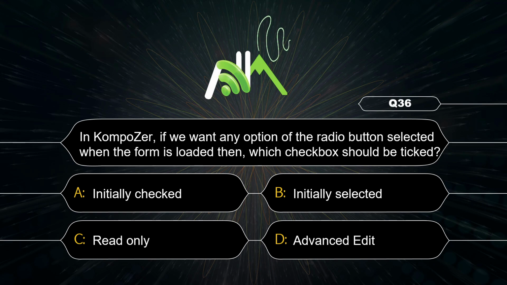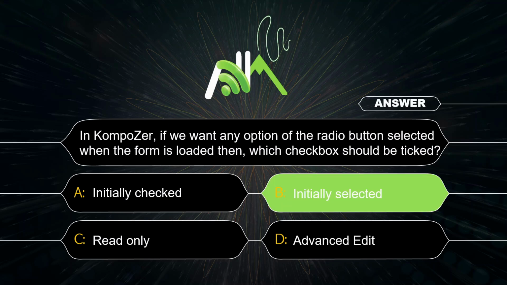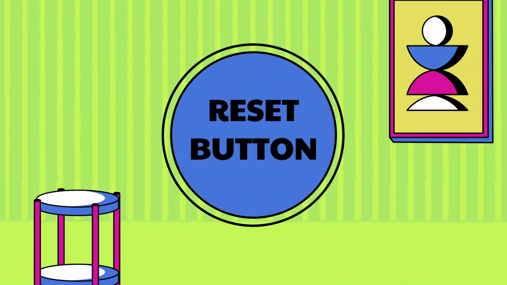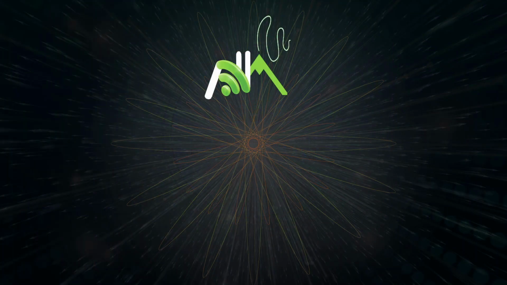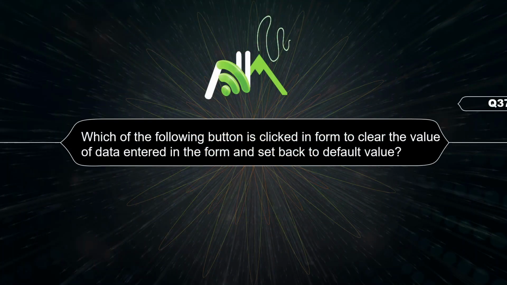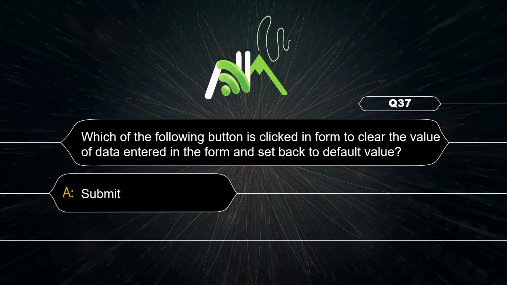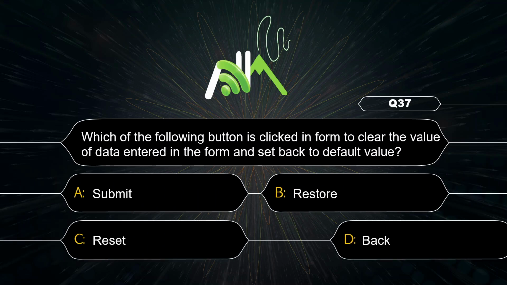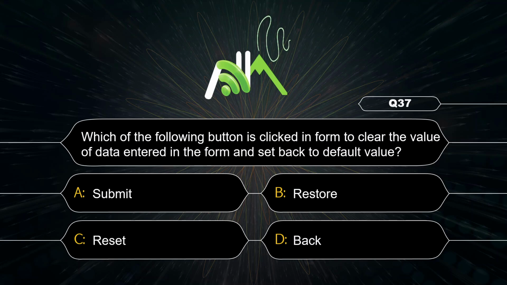Yes, if you want it to be selected when loading the form, initially selected. In checkbox, initially checked. If it is not given, then selected. But in case of radio button, always initially selected. Reset button, only one question is there. To clear the value of data entered and set back to default value. So the correct answer is option C.